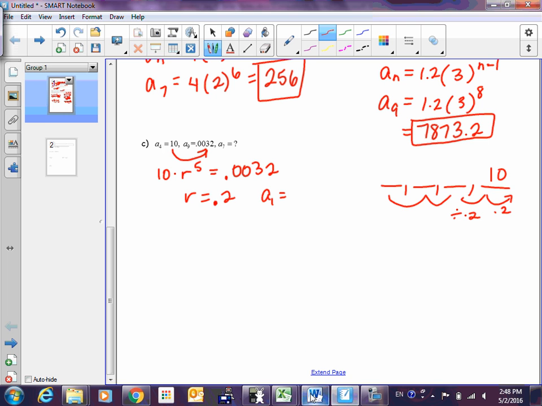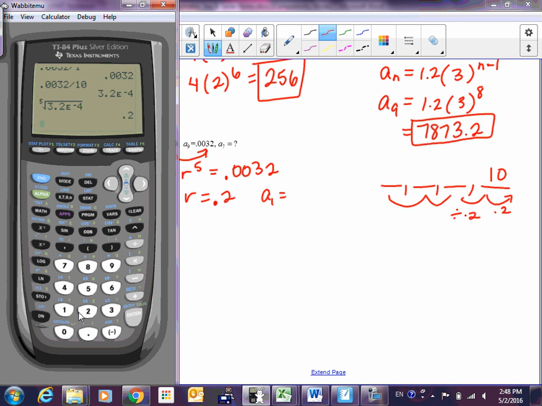3 times. So you can do this individually, or you could use exponents. I'm going to do this one individually. I'm going to divide by 0.2. Again, there are other ways we could be doing this. Once, twice, 3 times. So 1250.